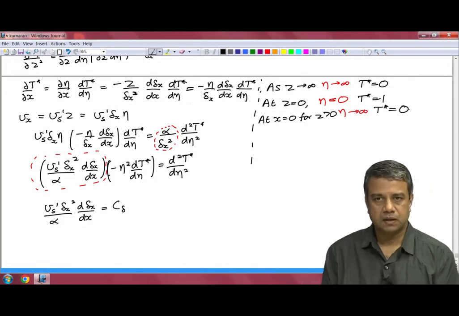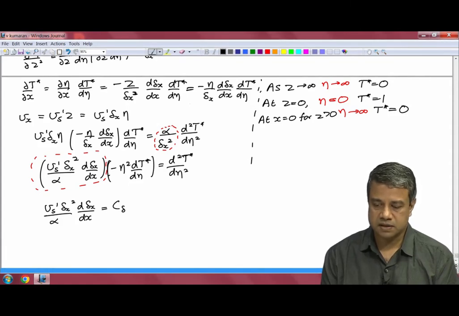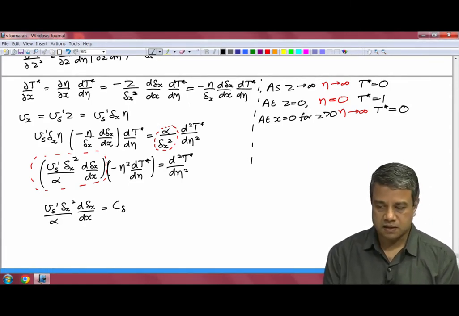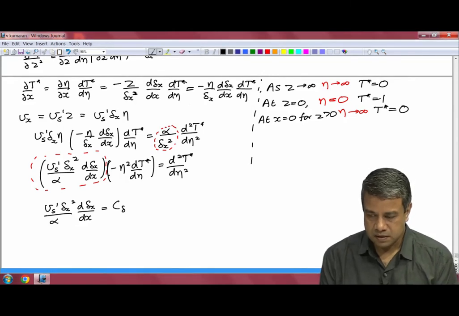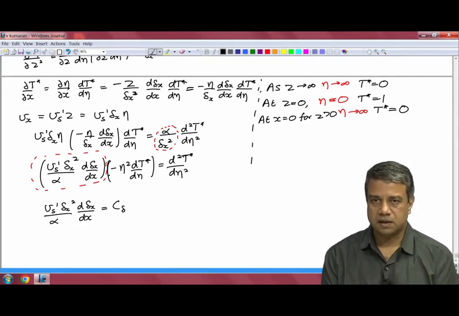Okay. Note that the original problem was first order in x and second order in z. So, we had two boundary conditions in z and one in x. When we made the similarity transform, it is a second order equation in eta. That means that there can be only two boundary conditions in eta.